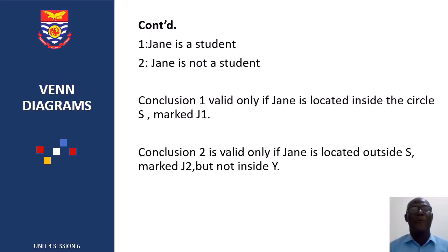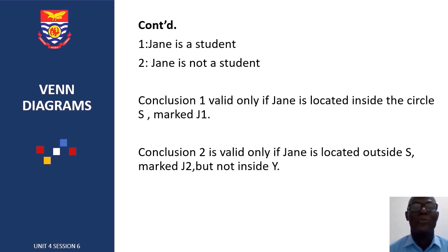From the Venn diagram in the previous slide, we draw two conclusions. Conclusion 1, Jane is a student. If Jane is a student, it implies Jane is within the circle. Conclusion 2, Jane is not a student, meaning Jane is outside the circle labeled S, but within the rectangle.